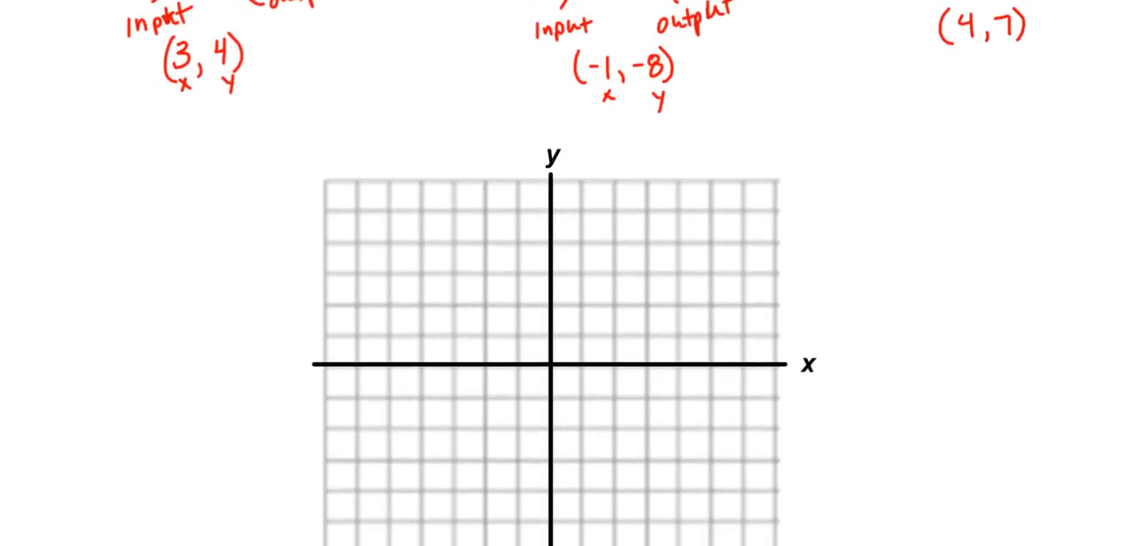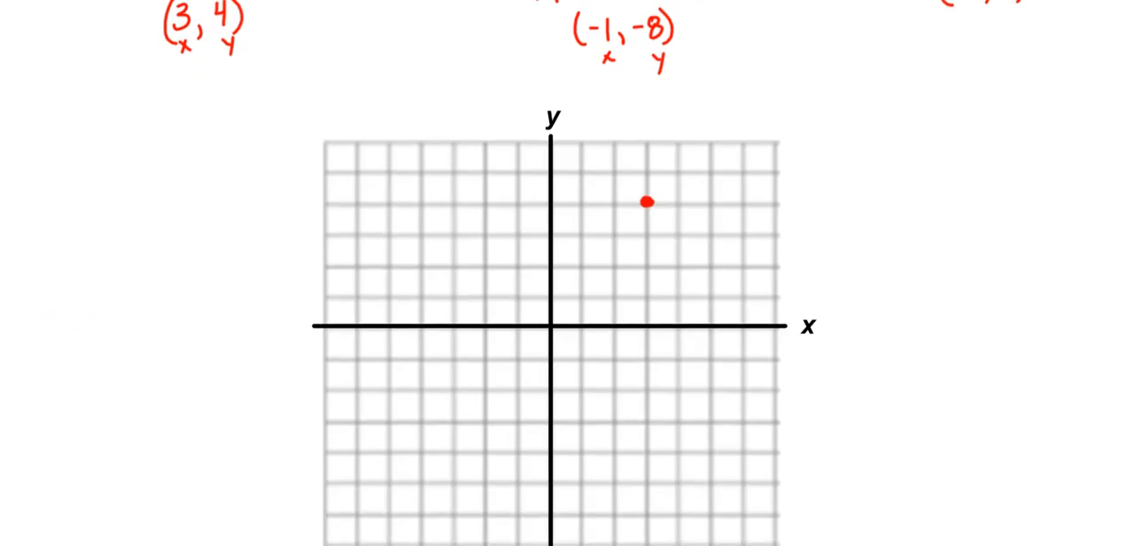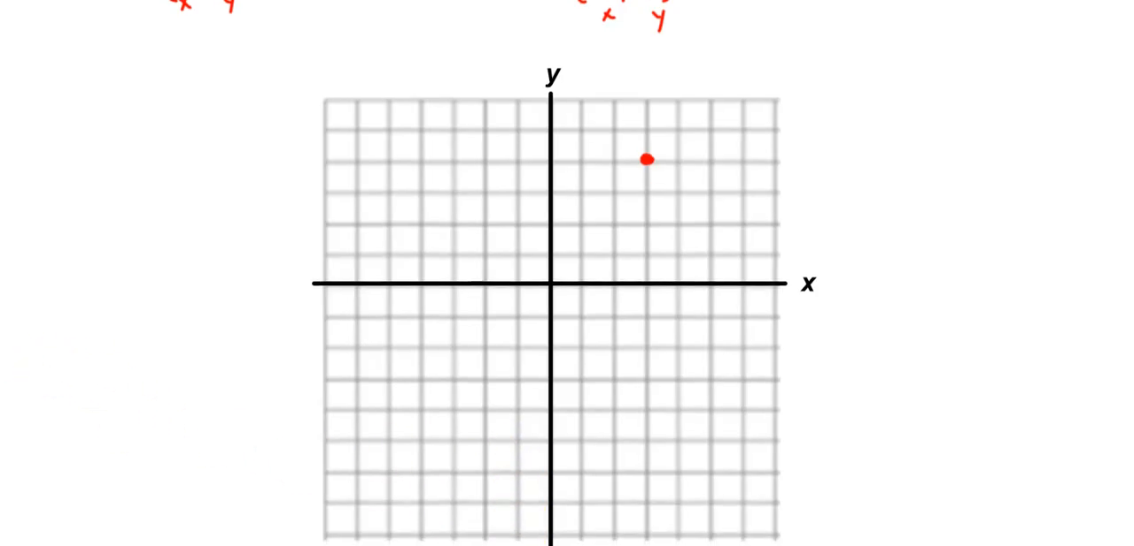So let's go down and plot these points. My first point is 3, 4. Just plotting points, I'm going to go over 3. Remember, this is the left and right axis. That horizontal axis is the x-axis. So I'm going to go 1, 2, 3, and then up 4. 1, 2, 3, 4. Here's my first point. There's a point right there. My second one is -1, -8. I'm going to go down a little bit here. -1, then 1, 2, 3, 4, 5, 6, 7. I need one more. 8.